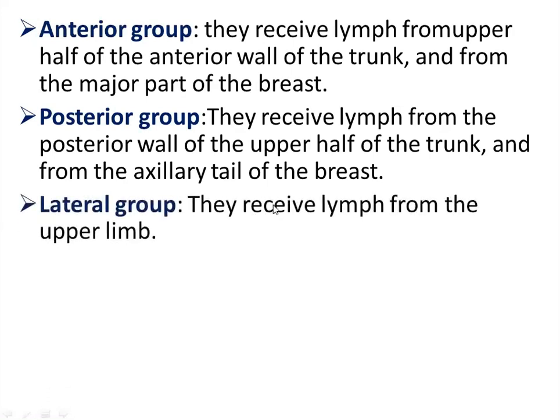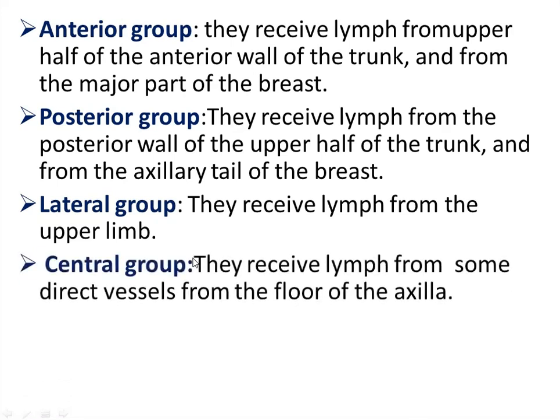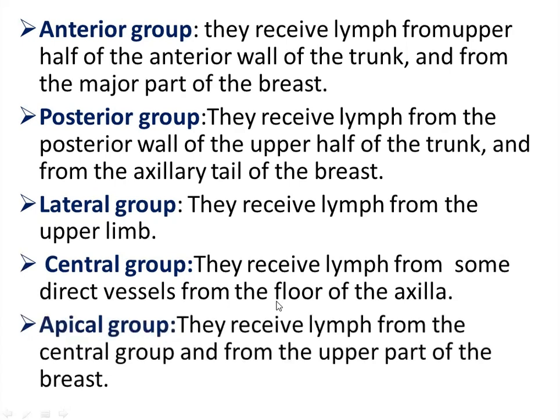The lateral group receives the lymph mainly from the upper limb. Then the central group receives the lymph from the direct vessels from the floor of the axilla. Then the apical group receives the lymph from the central group, and from the upper part of the breast. These are the lymph nodes that receive lymph from the upper part of the upper limb, right?